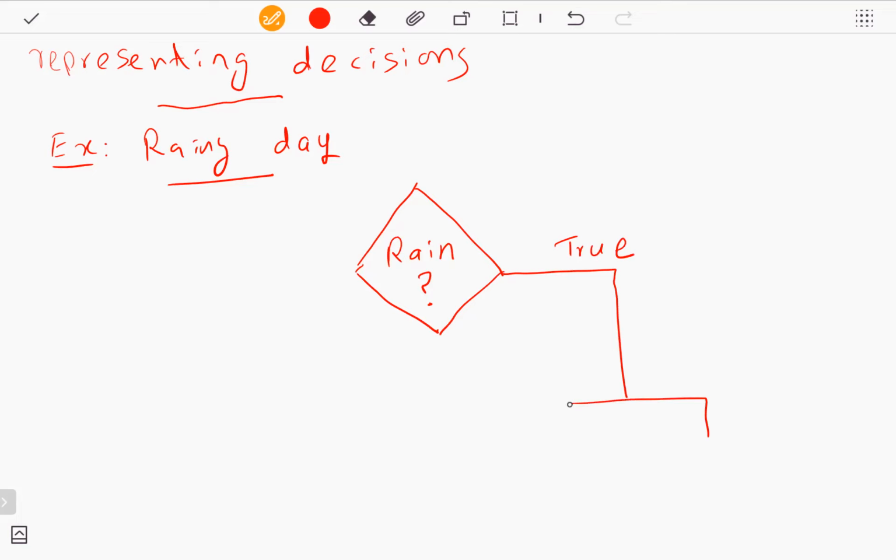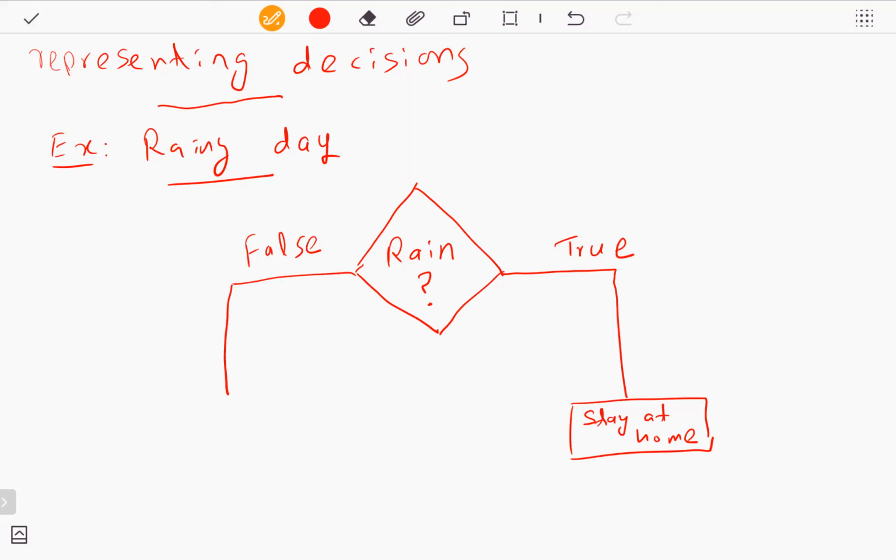It directs to another process: stay at home. If it is false, the other direction represents the false part. That means if not rain, right?